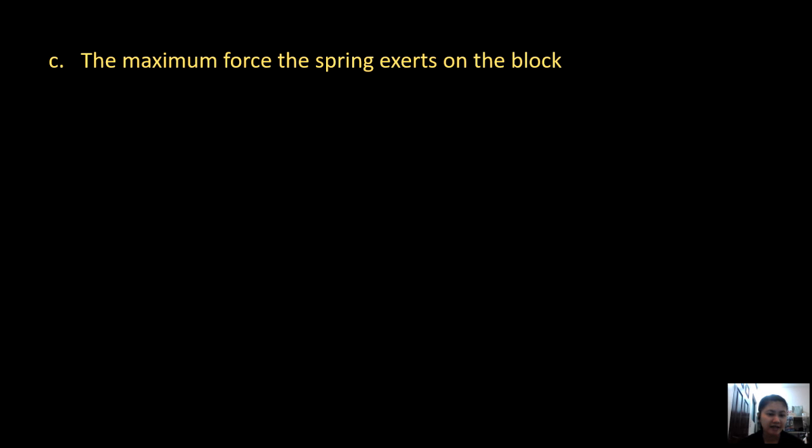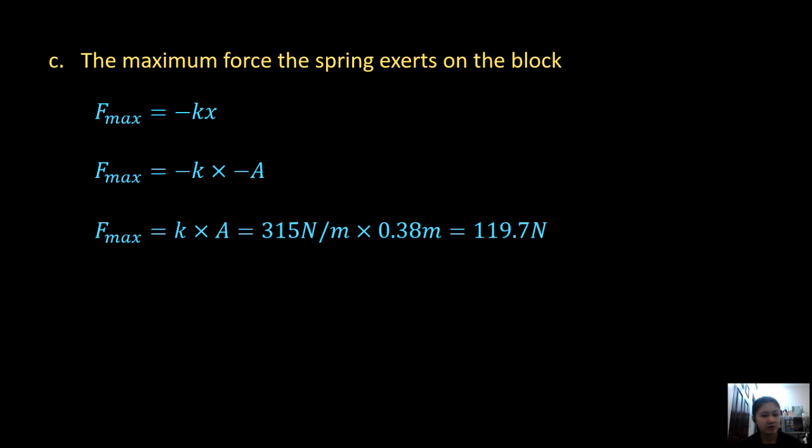And lastly, for the maximum force the spring exerts on the block, we use the force formula. Maximum force is equal to negative k, or the force constant, multiplied by the displacement. From the previous slide, we know that x is equal to the negative amplitude. They are both negative, and negative times negative is positive, so the signs cancel out. So maximum force equals 315 multiplied by the amplitude, 0.38 meters, and we get 119.7 newtons.